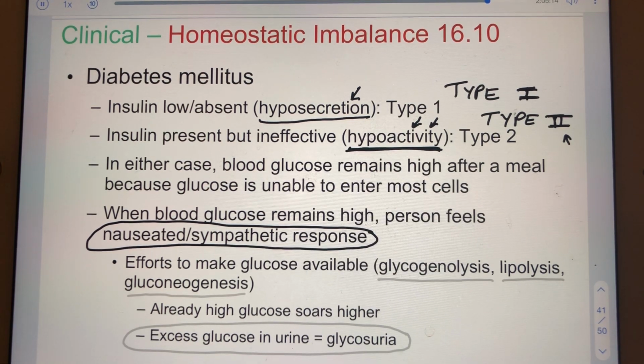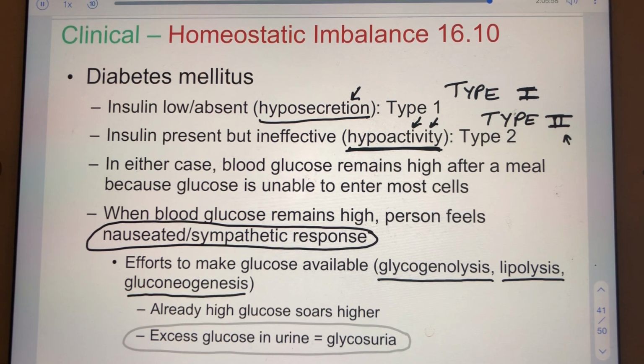And the body thinking that, oh no, my cells aren't getting glucose. We don't have glucose. Oh my gosh. The body makes efforts to make more glucose available, even though glucose levels in the blood are already high. So we undergo or pursue glycogenolysis. We undergo or pursue gluconeogenesis. We even undergo or pursue lipolysis, really in an effort to achieve ultimately gluconeogenesis. Okay? And therefore, that already high blood glucose level increases even more so.